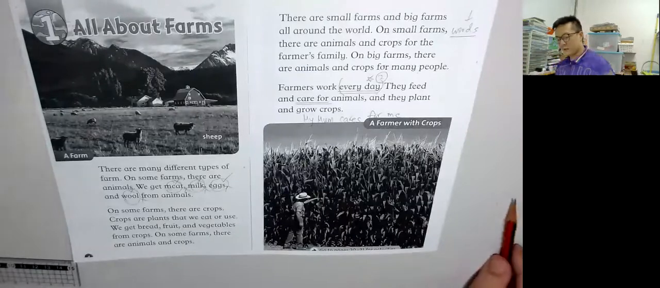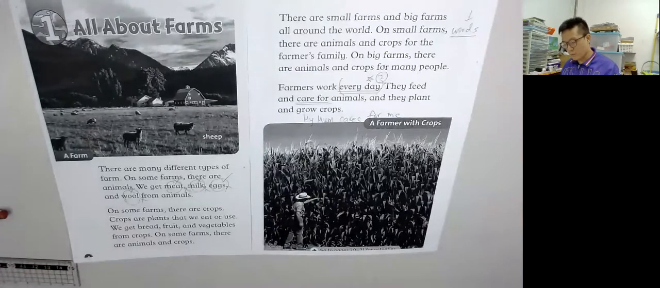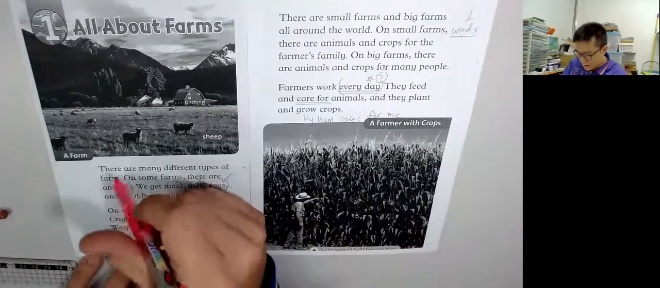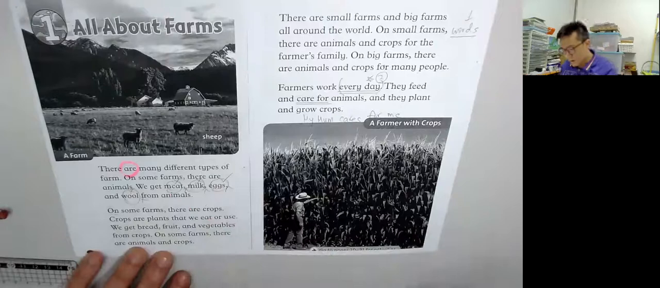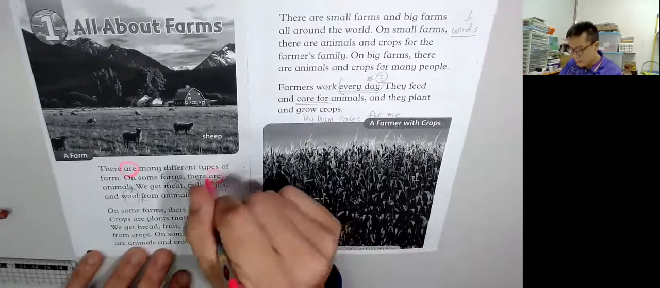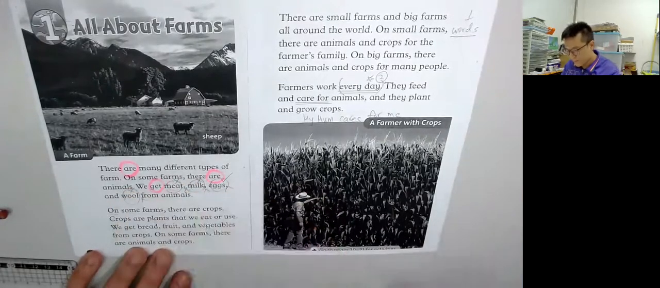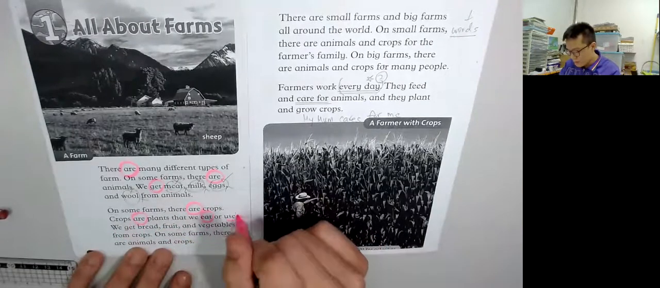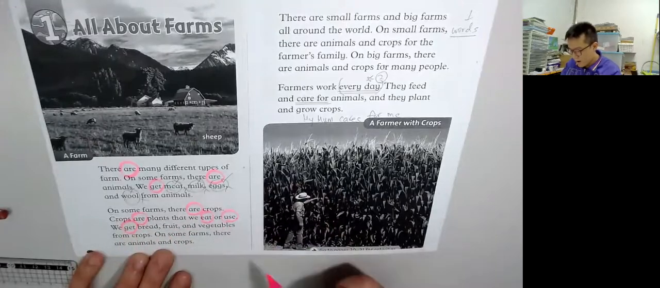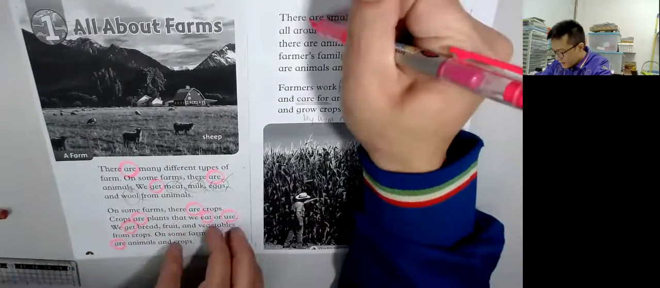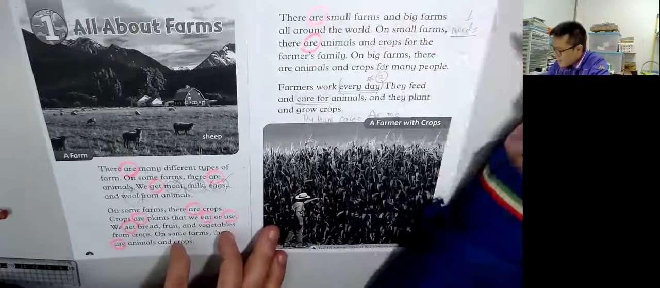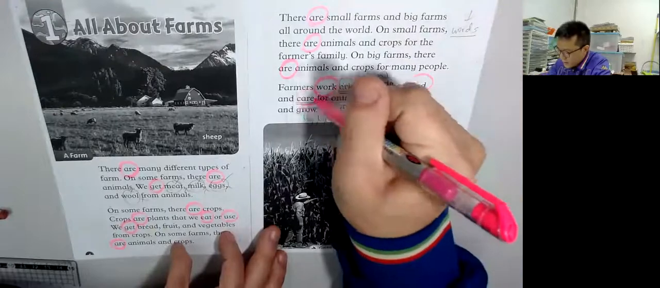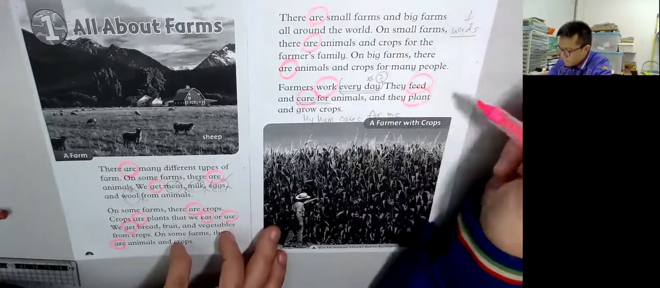一斜圈動詞三類，D 唔係 B，冇到 verb。通常句子中間動詞。There are many different types of farm. On some farms there are animals. We get eat, use, get. Work, feed, care, plant, grow.